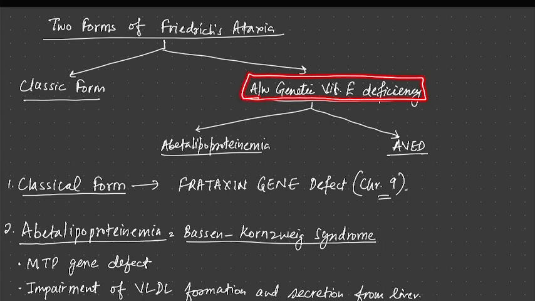Vitamin E deficiency can occur in these two conditions, abetalipoproteinemia and ataxia associated with vitamin E deficiency. These two are distinct genetic syndromes in which there is vitamin E deficiency and some other features and ataxia, right? So the classic form we have discussed, now abetalipoproteinemia.